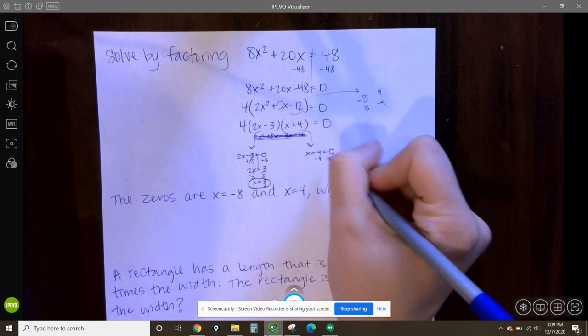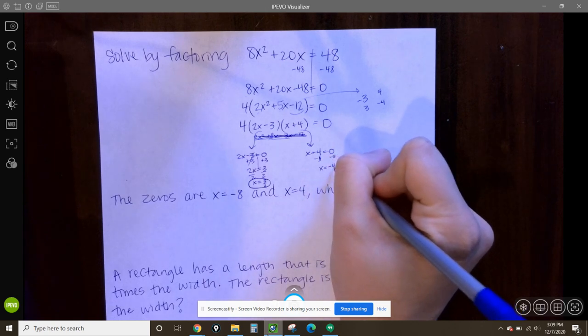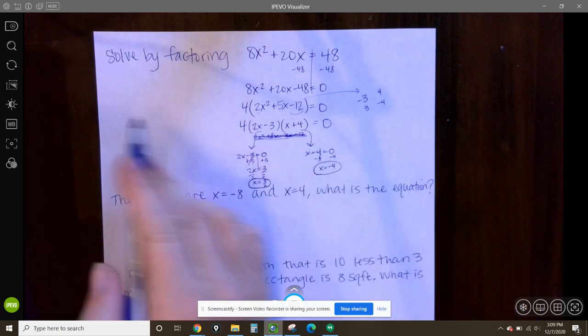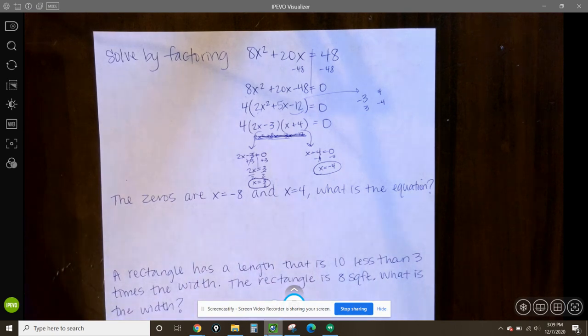And here I would just subtract 4 from both sides. So I get x equals negative 4. So that's the answer for that one. And I'll make another video for the next couple because that one was kind of long.